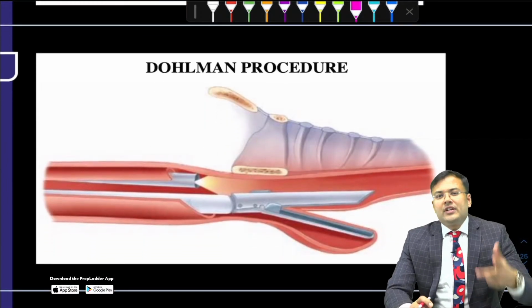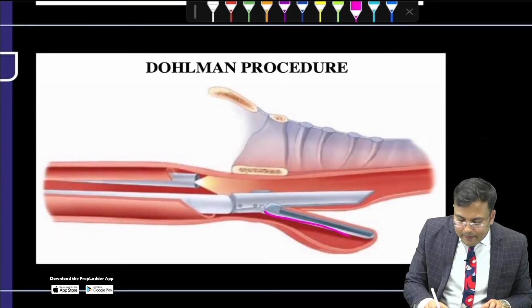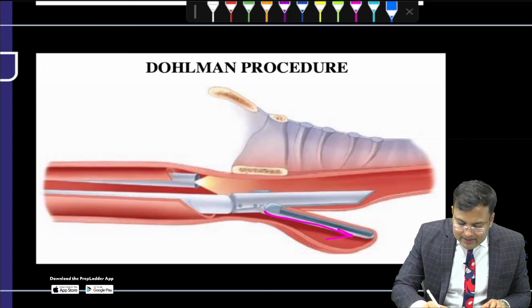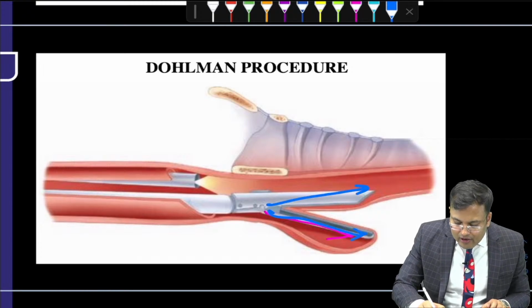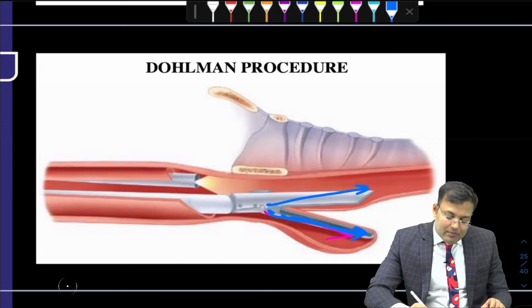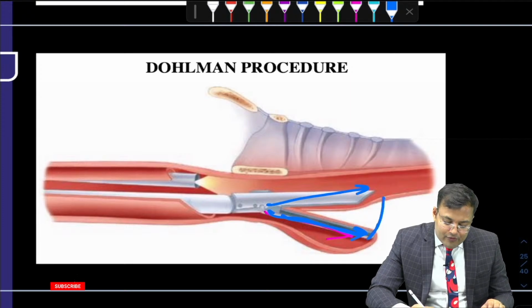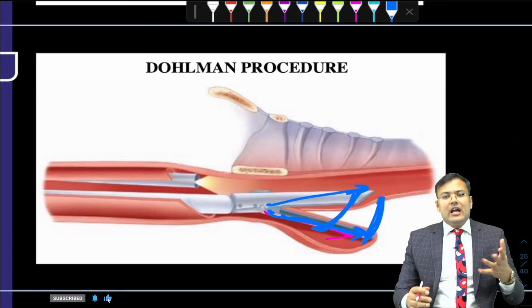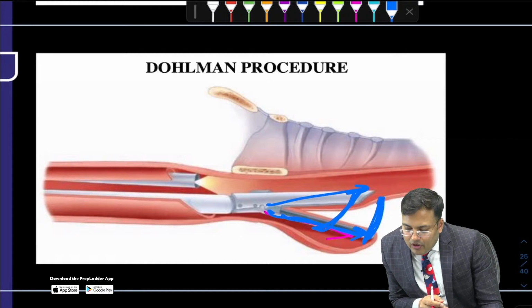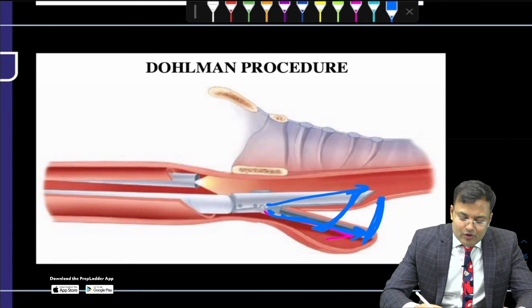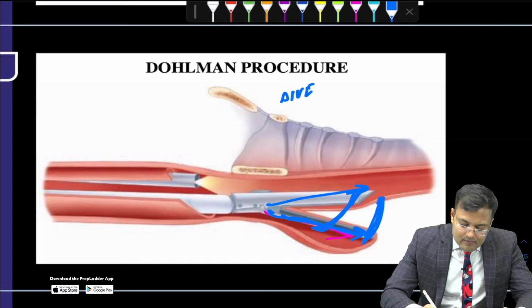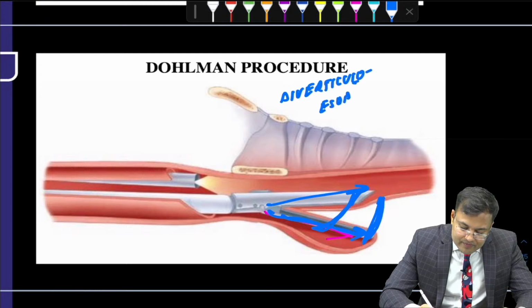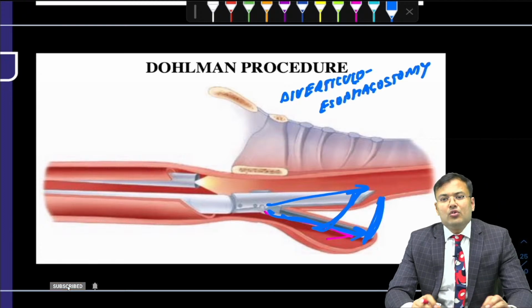Tell me the name of this procedure in which we insert the endoscope and endoscopic stapler. This is the endoscopic stapler. One part is inserted into the diverticulum, one part in the esophagus, and you fire the stapler. After firing the stapler, you create communication between the diverticulum and esophagus. What's the name? Dohlman procedure. And what is the other name of Dohlman procedure? It is also known as diverticuloesophagostomy.